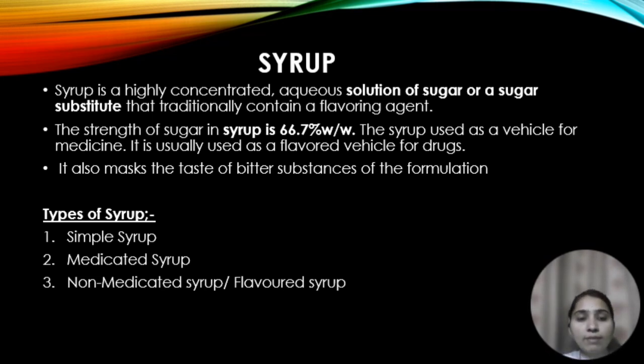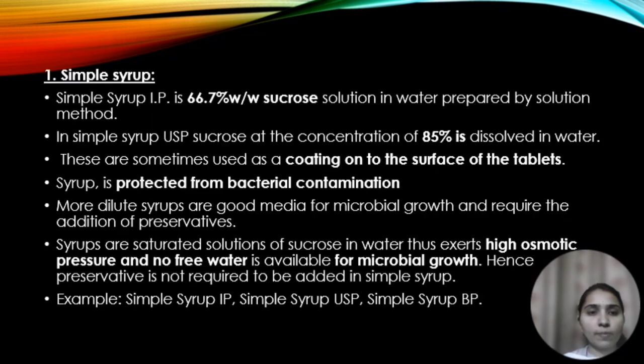So there are three types of syrup. First is the simple syrup, second is the medicated syrup, and third is the non-medicated syrup, which is also called the flavored syrup. First, simple syrup. What is meant by simple syrup? Simple syrup IP is a 66.7% weight by weight sucrose solution in water prepared by the solution method. In simple syrup USP, sucrose at a concentration of 85% is dissolved in water. These are sometimes used as a coating on the surface of tablets.